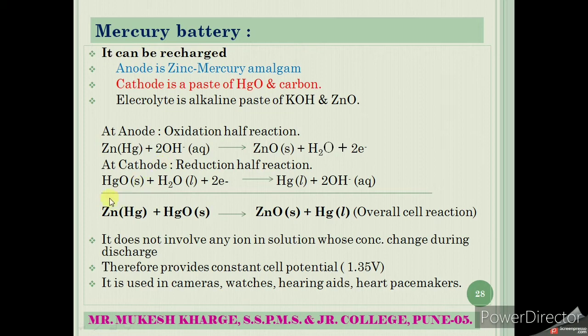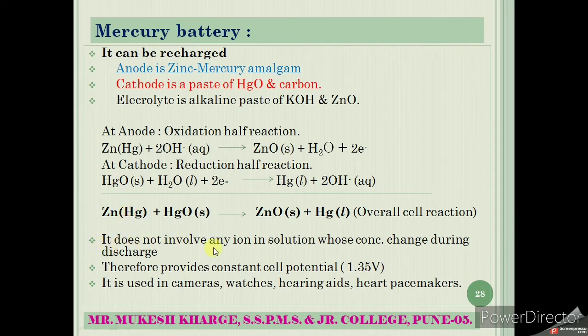Zn + HgO, 2H minus get cancelled, H2O gets cancelled, 2 electrons get cancelled. So this is the overall cell reaction. It is very simple if we remember it in this manner. Zn gets converted to Zn2+ by loss of 2 electrons. Hg2+ gains 2 electrons and gets converted to Hg liquid. This is the overall reaction, so you must know the correct charges.